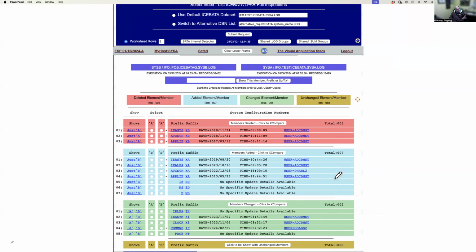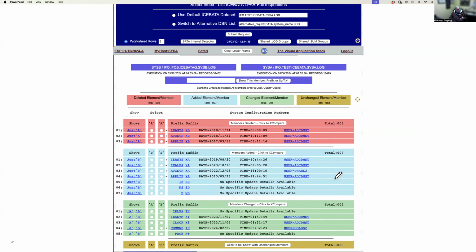And this could be the same LPAR over time. What's the difference from the first of the month to the last of the month? What's the difference between the last IPL and the current IPL? We have the ability to do that on an LPAR by LPAR basis. We can also compare any two LPARs together. So if we have LPAR A and LPAR B, we can compare them and see what's the difference between them.